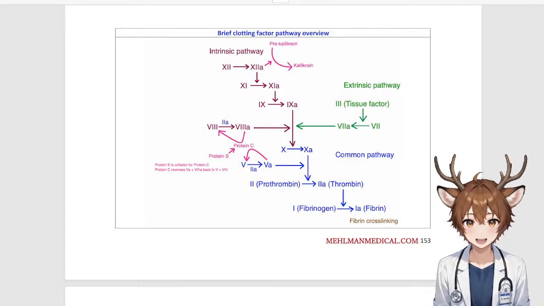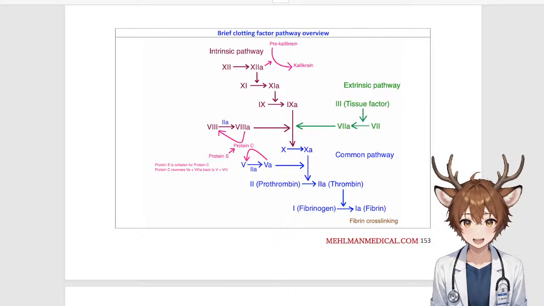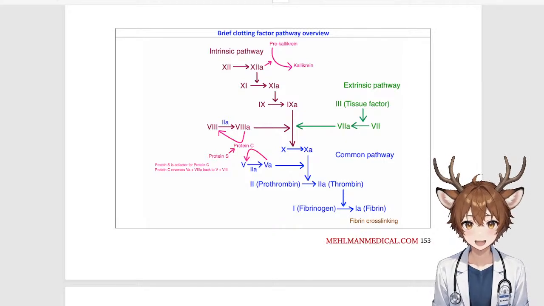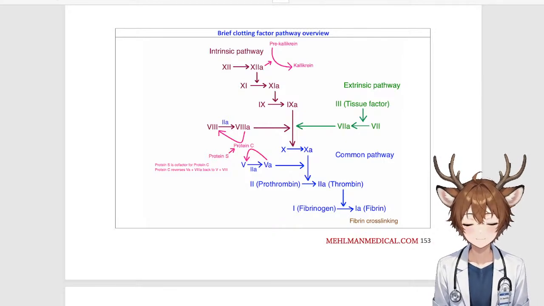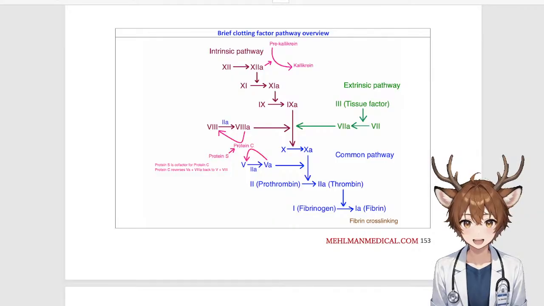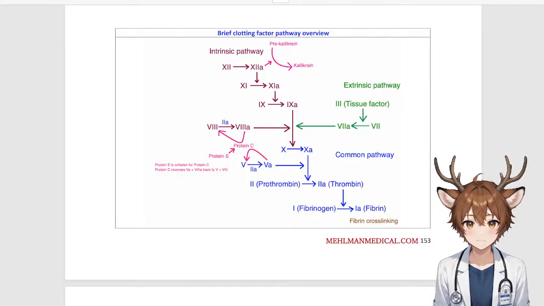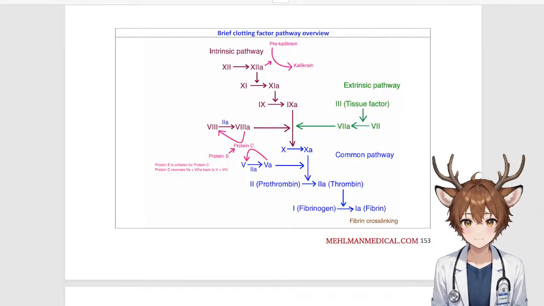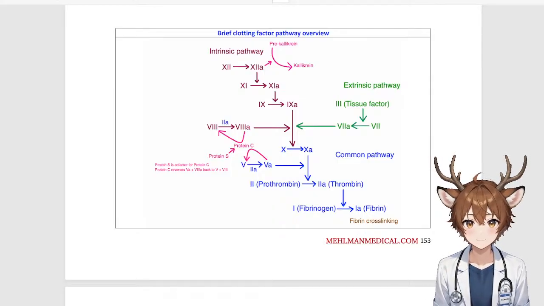Now, factor 7 via tissue factor converts into factor 7A, which is the activated factor. Then 7A helps convert 10 to 10A, and then 10A, again, we said before, helps convert 2 to 2A, which is prothrombin to thrombin.